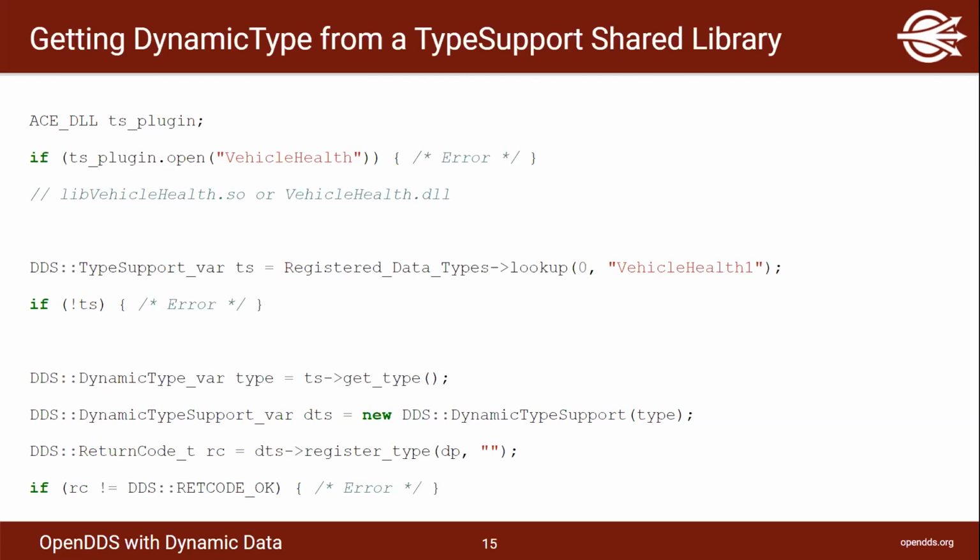We can't use the native type support if we can't compile against it. So we have to get the type, and then we can create what's called dynamic type support from that. Dynamic type support is the same as regular type support classes, but it specifically works with the dynamic types. So you can create dynamic data readers and writers from it. And you'd have to register it like normal, and you just hope that works. And you should be able to create the dynamic readers and writers as normal. I can go to the next slide.